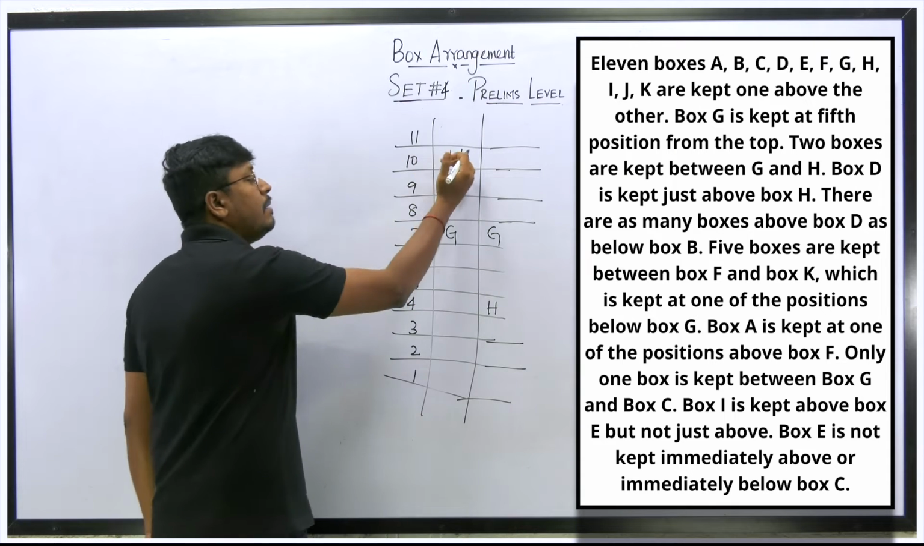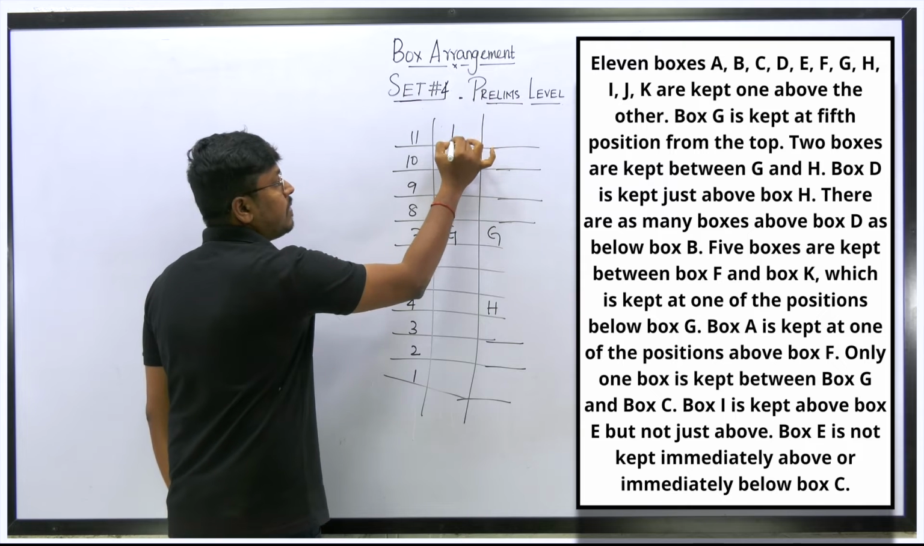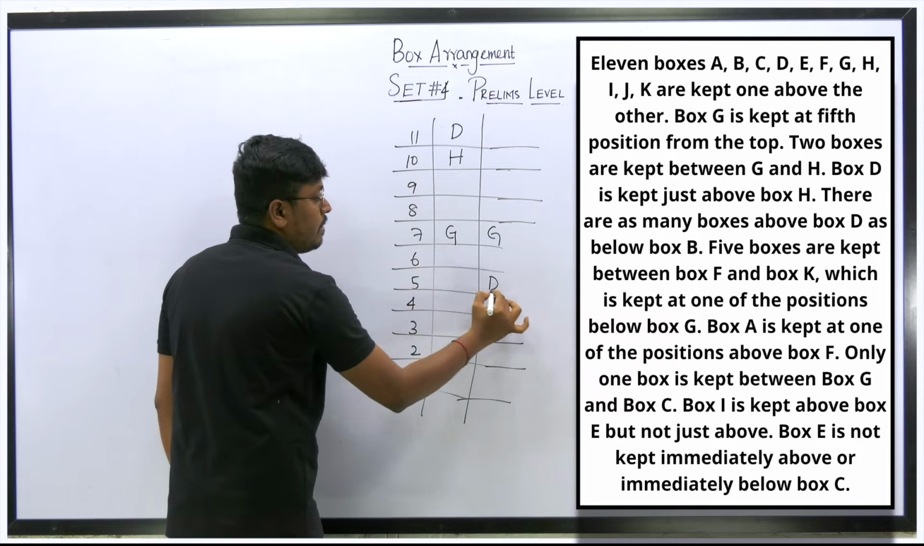The next point is box D is kept just above box H. Just above means immediately above. So immediately above H will be box D. Immediately above H will be box D.